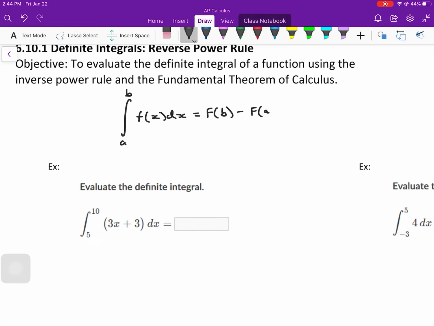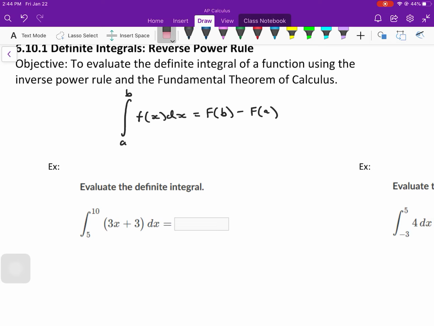So earlier we learned about the fundamental theorem of calculus, and what was that? There was actually two parts to it. One of the parts is the integral from a to b, with lower bound a and upper bound b, of little f of x dx is going to equal capital F of b minus capital F of a. So that should seem familiar at this point. Capital F, remember, represents the antiderivative.